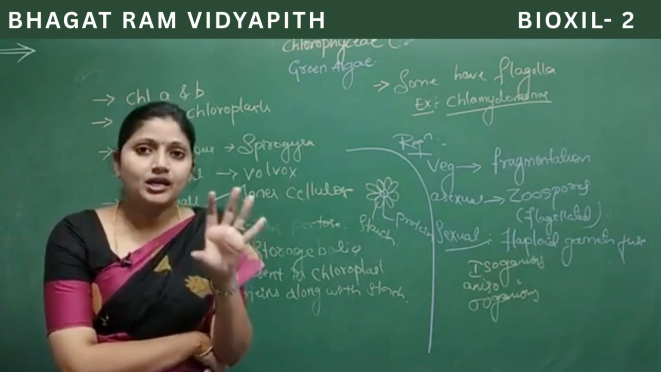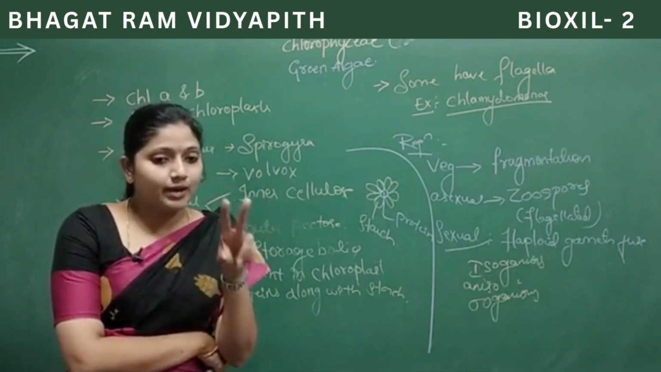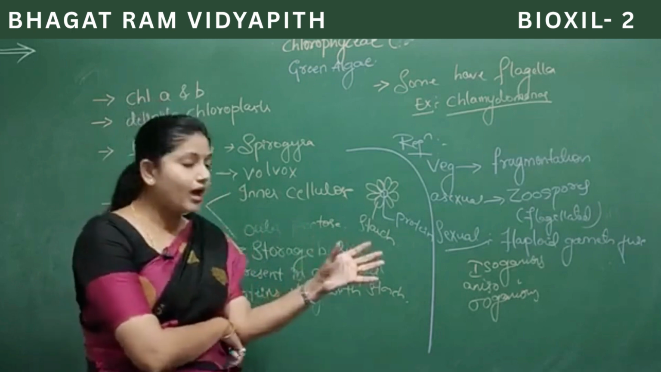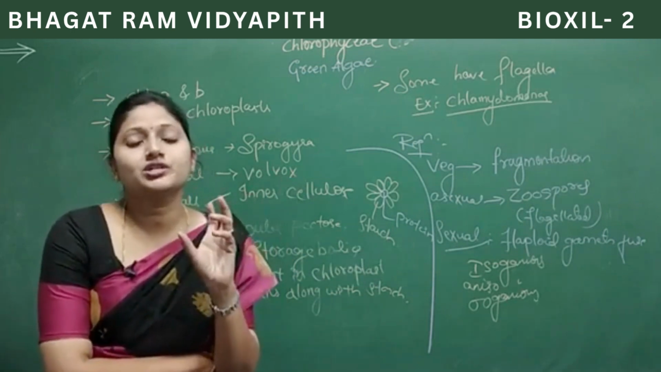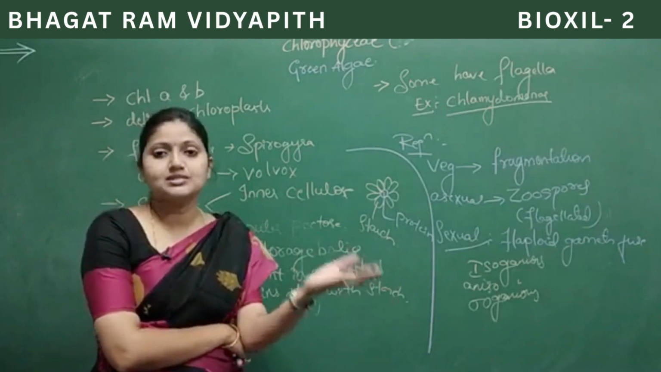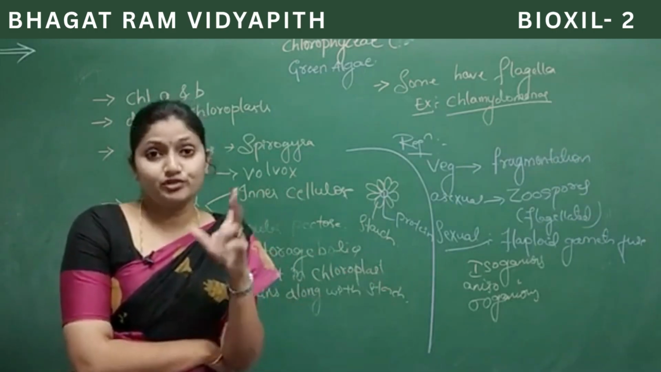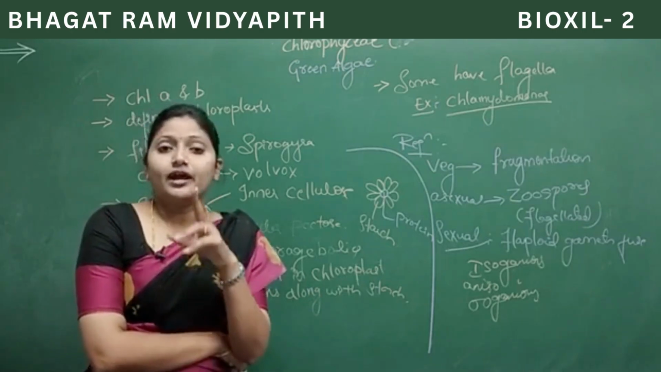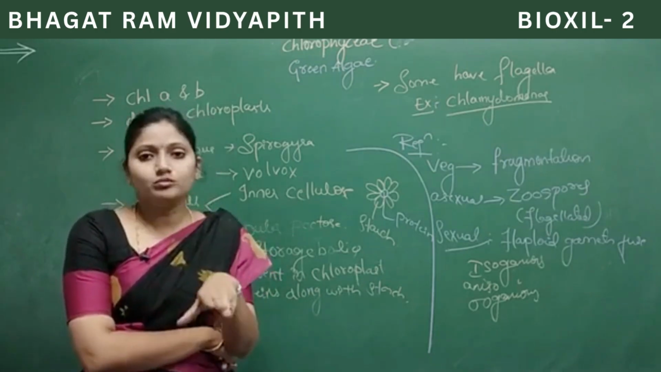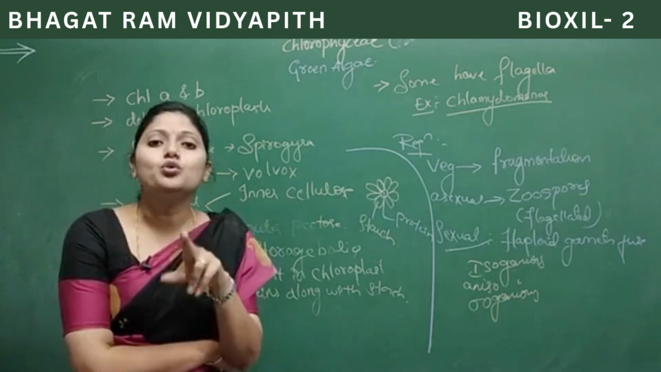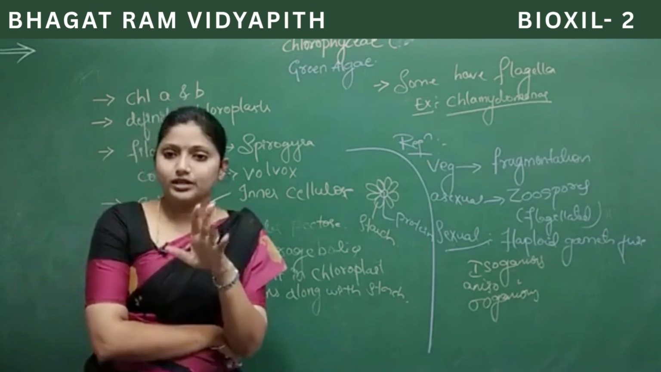Then the sexual mode of reproduction: the haploid gametes will fuse. If the gametes which are fusing are similar, we call it isogamous. If they are dissimilar, then we call it anisogamous. And among the gametes which are fusing, if the male is smaller and motile and the female is large and non-motile, such a fusion is called oogamy, or the oogamous type of sexual reproduction.